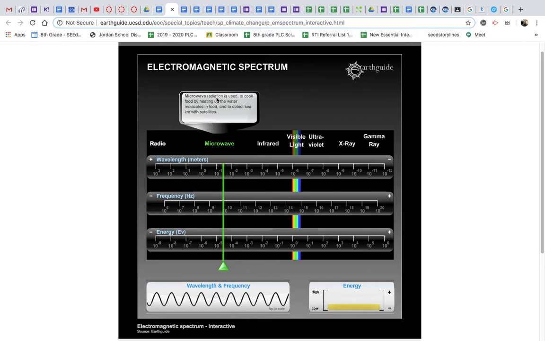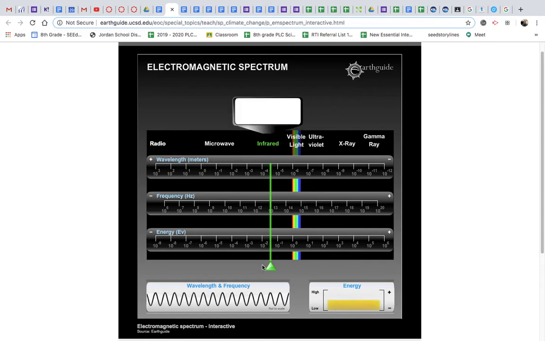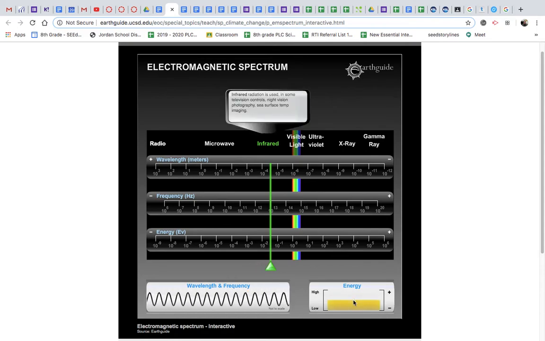Okay, and it talks about how microwave radiation is used to cook food by heating up the water molecules in the food and detect sea ice with satellites. Okay, if we move the green arrow up to infrared, okay, infrared would be more of a medium length wavelength. Okay, it has a medium energy. Infrared radiation is used in some television controls, night vision, photography, and sea surface temp imaging.